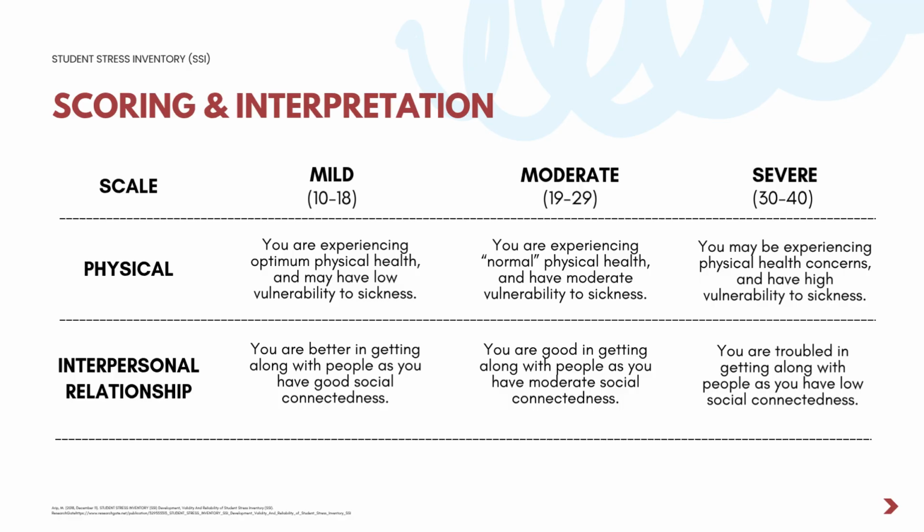A severe score indicates you are feeling deeply troubled, isolated, or misunderstood in your social circles, suggesting low social connectedness and high interpersonal strain right now.